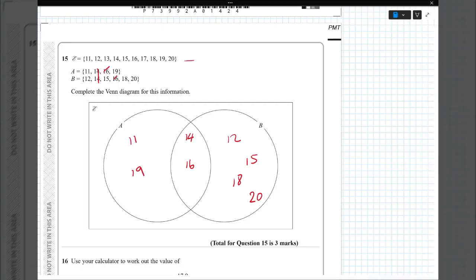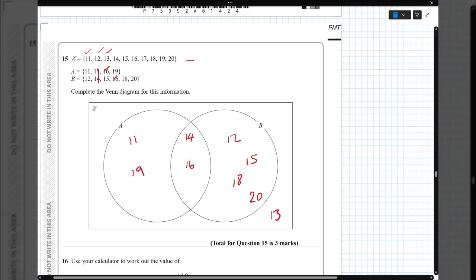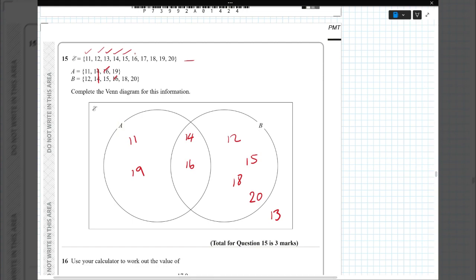So, have I used 11? Yes. 12? Yes. I haven't used 13, so 13 has to go on the outside, and I reckon people will slip up on that, so be aware. 14's done, 15's done, 16 is done, 17 is not done, 18, 19, and 20. Good, so we've got 2 numbers on the outside.